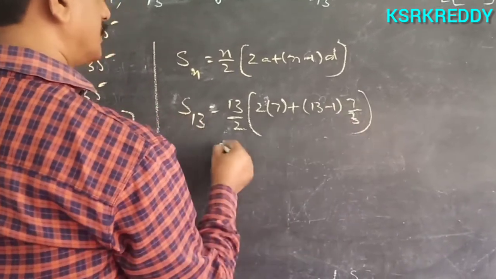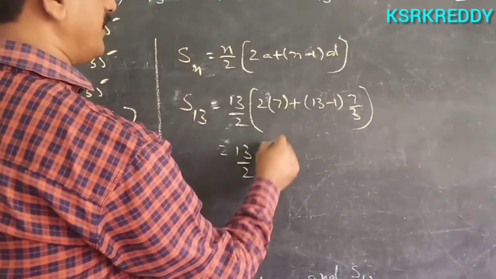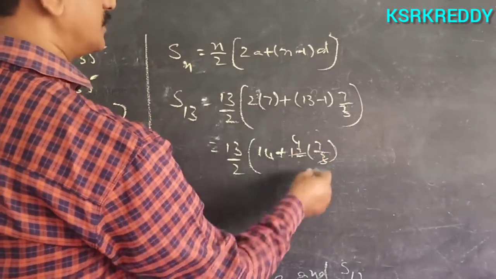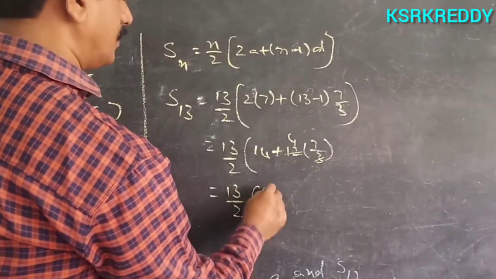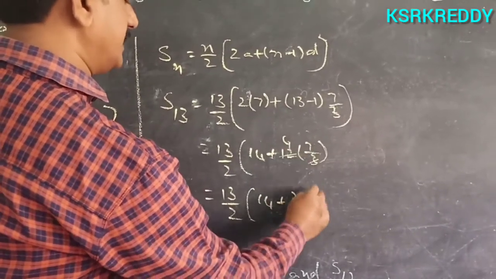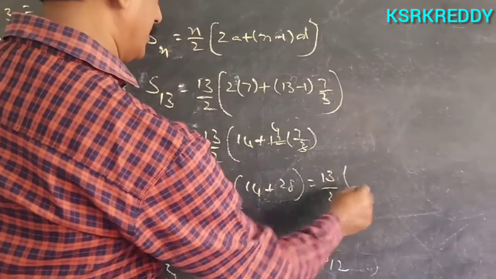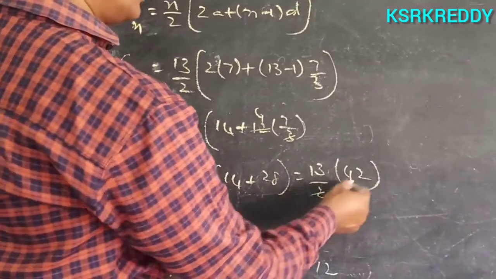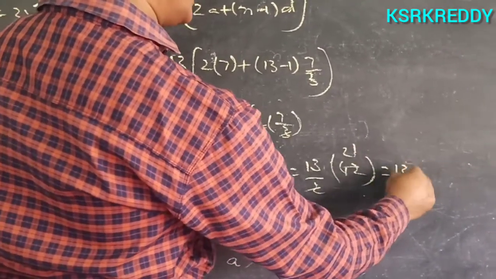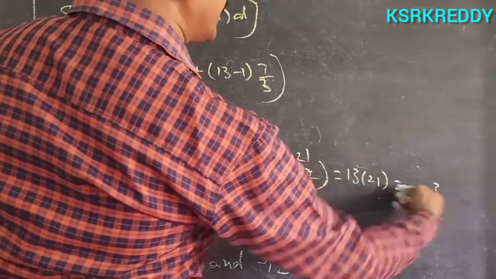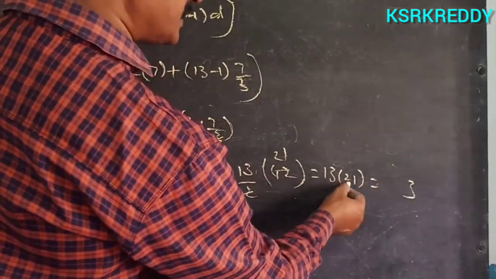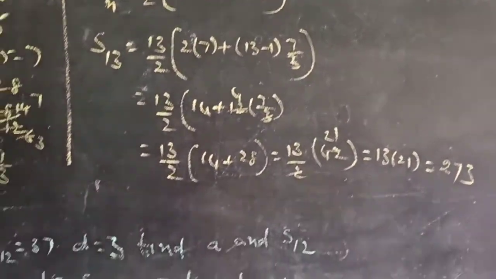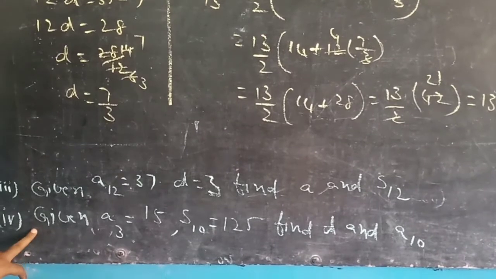So 13 by 2 into 2 sevens are 14 plus 12 into 7 by 3. 3 fours. So 13 by 2 into 14 plus 4 sevens 28. So 13 by 2 into 14 plus 28, 42. 21 times. So 13 into 21, 13 ones are 13, 13 twos are 26, 26 plus 1, 27, 273. So same model, try these sums also.